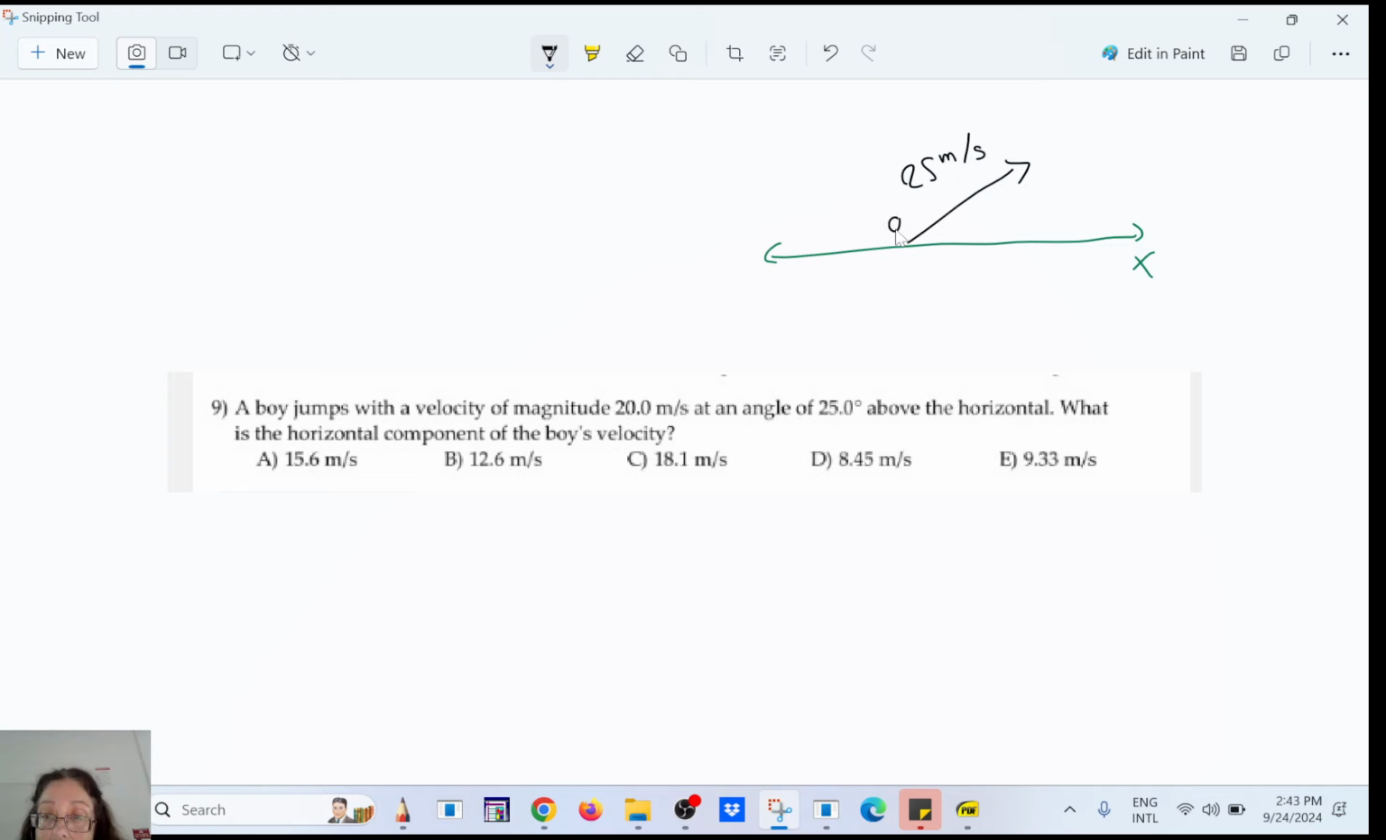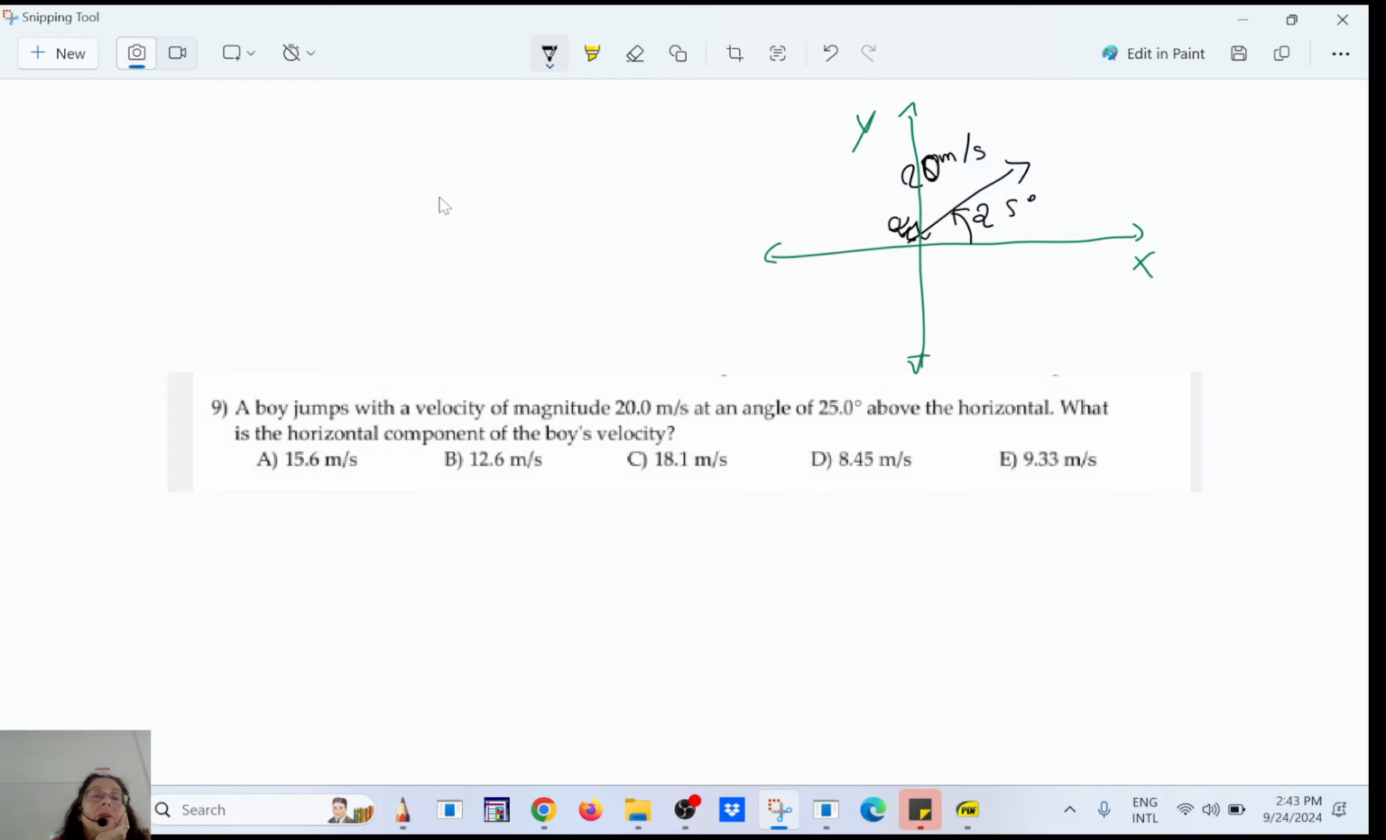So you have a jump, and that will be, no, that's 20, and that will be 25 degrees. Okay? So it has two components, x component and then y component, right? So you have the y and the x. And that will be counterclockwise here.